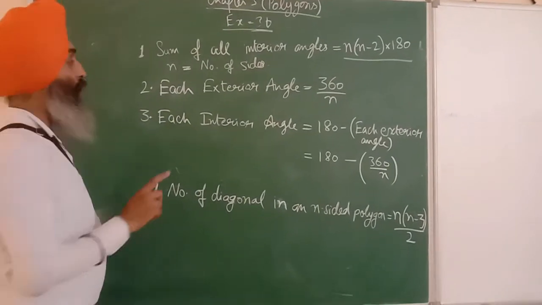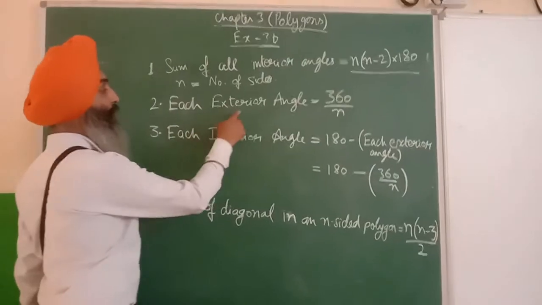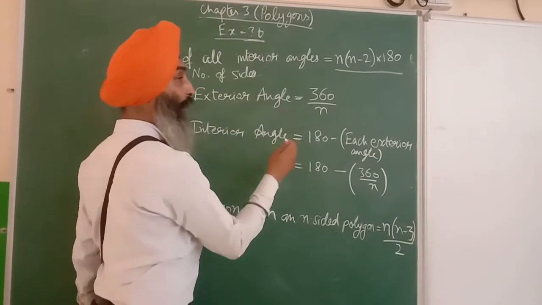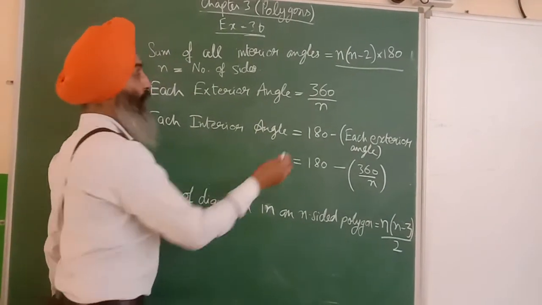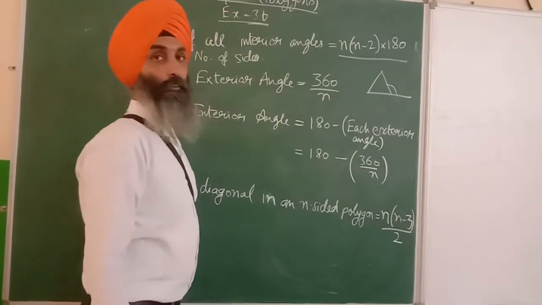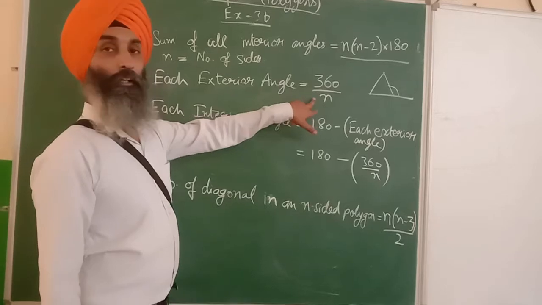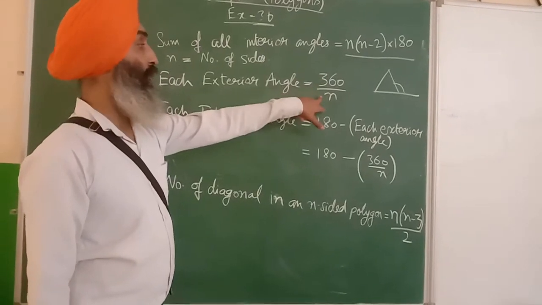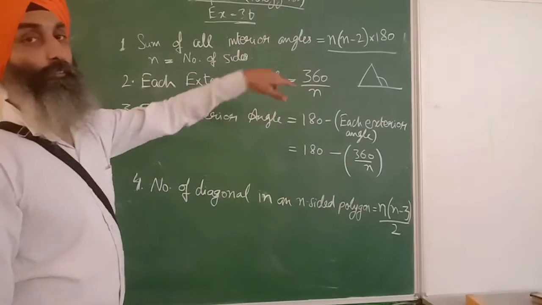The second formula is each exterior angle. Exterior angle means the outside angle. For example, in this triangle, this is the exterior angle. The formula to find each exterior angle is 360 divided by n, where n is the number of sides.